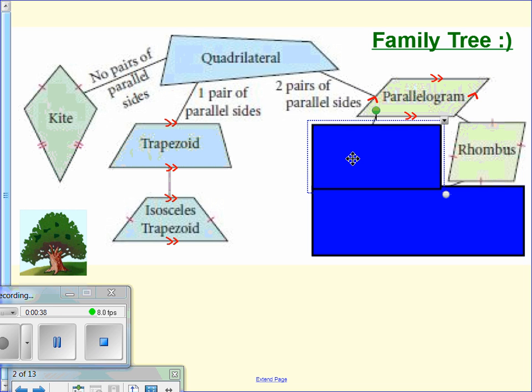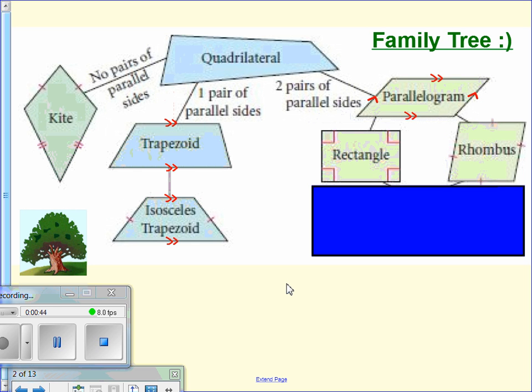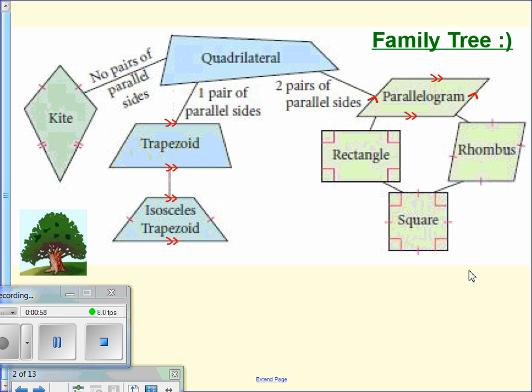Then on the right side over here, also passing things down from the parallelogram is the rectangle. All those properties from the parallelogram are going to apply to a rectangle. And then our very last one, the baby of the quadrilateral family tree, getting all properties from parallelogram, rectangle, rhombus, all that stuff, is the square. Square is going to get all those things combined. So let's check them out.